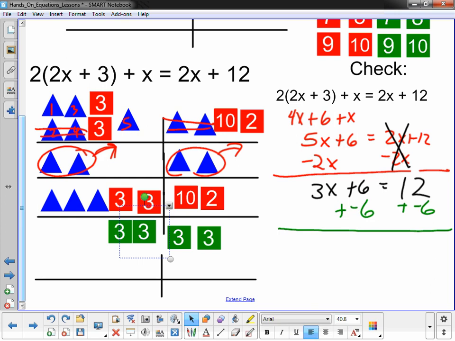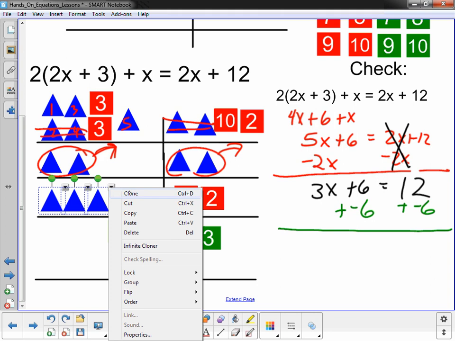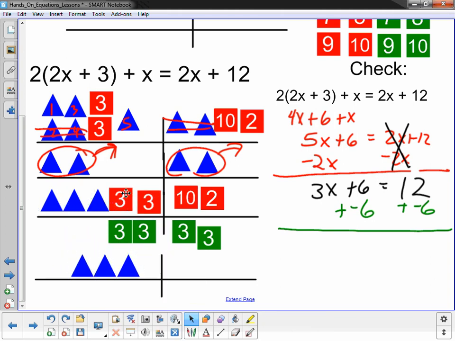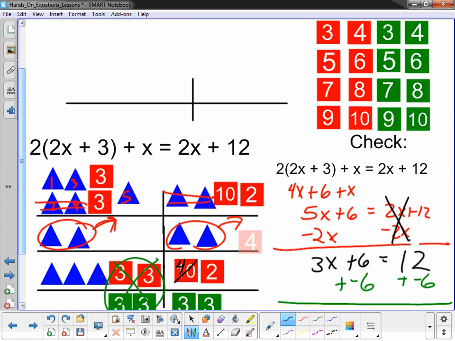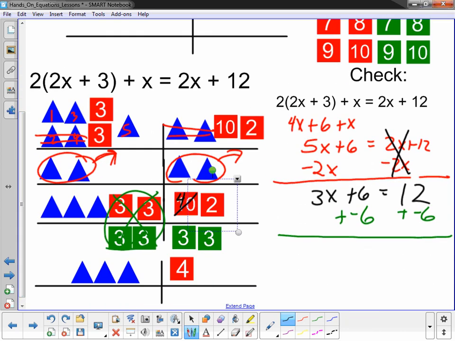So now when I do that, I'm left with 3 x's on this side. And on the other side, these have all canceled out. They're gone. And I've got to take away 6 from this. Well, this 10, I can take away 6 and leave 4. So now I have a 4 to go with my 2.